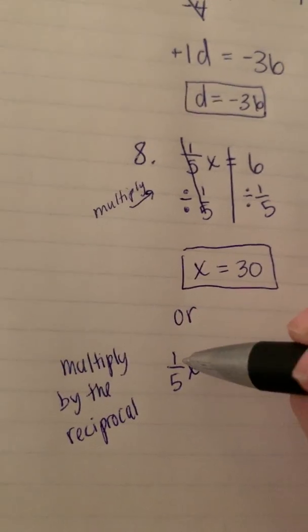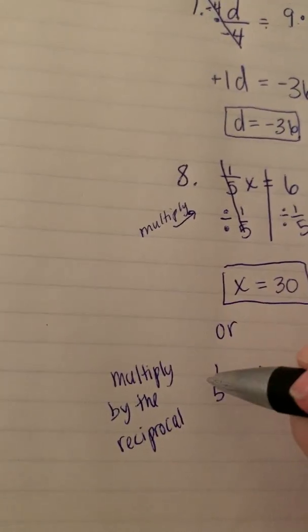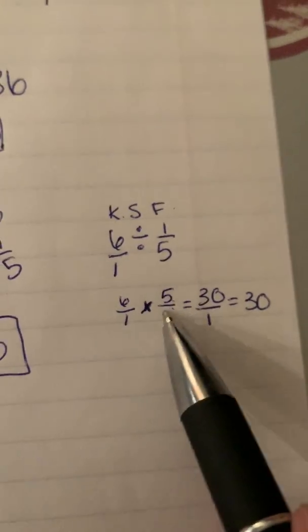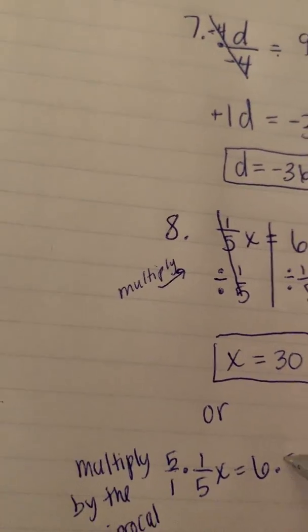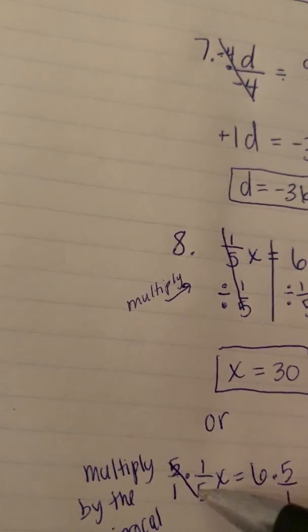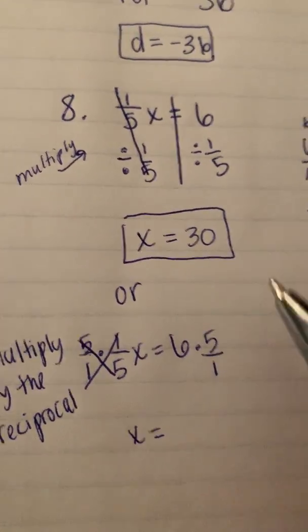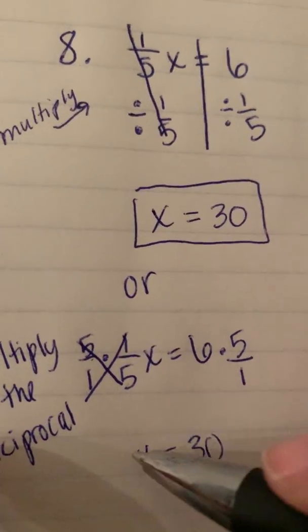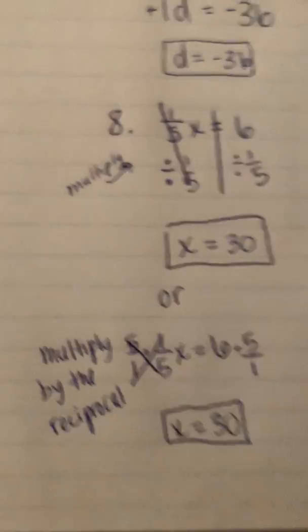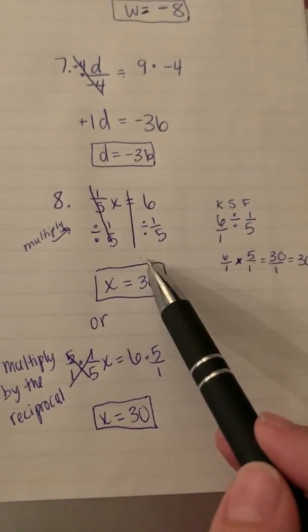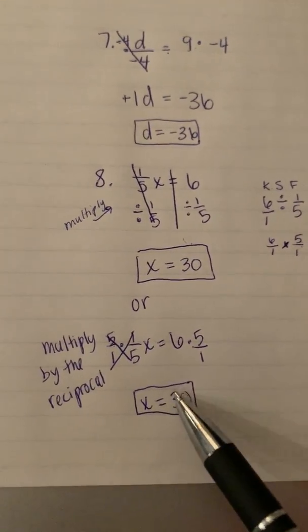So instead of showing all the division, I'm just going to do times 5 over 1. I'm going to go straight to the flip. Times 5 over 1. These cancel each other out, and I get x equals 6 times 5, which is 30. If this makes more sense to you, do this one. If you like the shorter way, you can do this one.